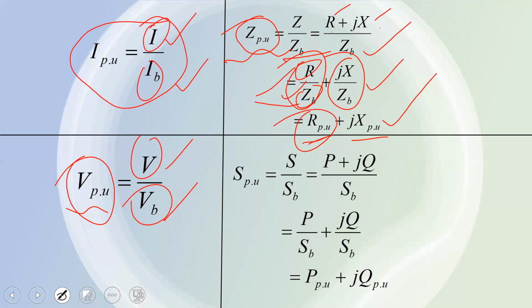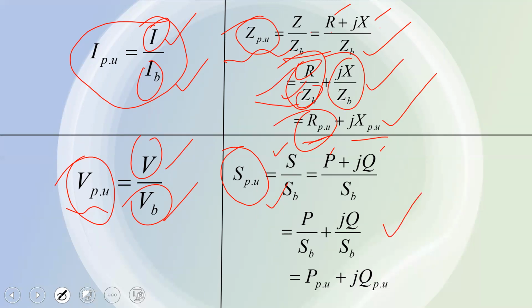Similarly, if you want to determine apparent power in per unit, then according to the definition, it will be its actual value divided by the base value. And as you know, the apparent power is the complex sum of active power and reactive power. So in place of S, you can write P plus jQ, and you can separate these two terms, and you will get this result.